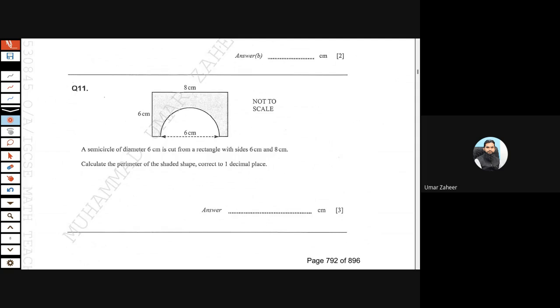All right, question number 11 is: a semicircle of diameter 6 centimeter is cut from a rectangle with sides 6 centimeter and 8 centimeter. It is 6 centimeter, it is 8 centimeter. Calculate the perimeter of the shaded shape, correct to one decimal place. All right, so he says that it is 8 centimeter, it is 6 centimeter. So what will be this length?